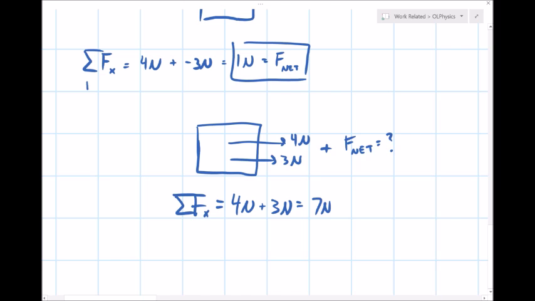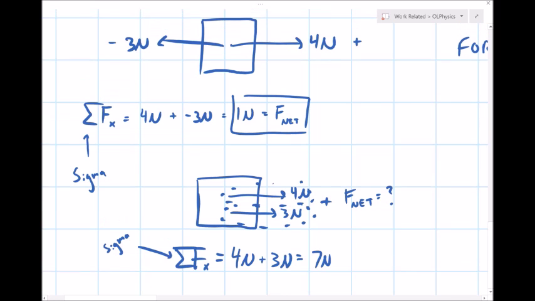Really quickly, just so you know, this is just a sigma. It just means the sum of. So when I say the sum of forces in the x direction, I'm talking about all of these guys right here. There could be 4, there could be 8, there could be 20, it doesn't matter.